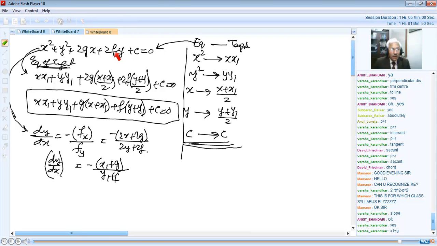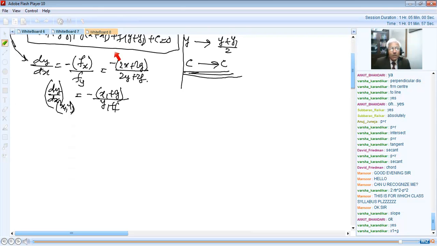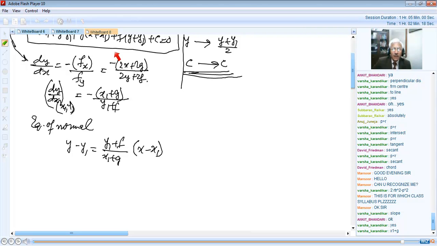After this, what will be the equation of normal? Equation of normal will be obtained by taking the negative reciprocal of this slope. So I write the equation of normal: y minus y1 equal to y1 plus f divided by x1 plus g times x minus x1. This is how I find the equation of normal.